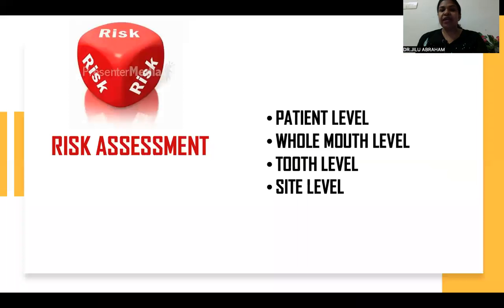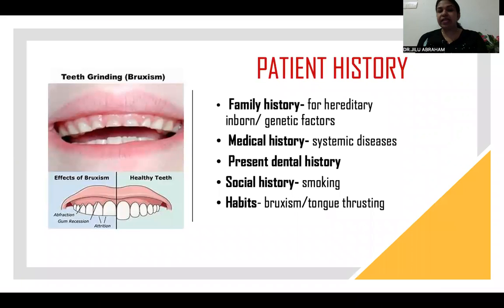Clinical assessment can be done at the patient level, whole mouth level, tooth level, site level, etc. First is patient history. Case history is very important in this aspect. In patient history, we have to identify any hereditary diseases, medical conditions, past dental history, smoking, and bruxism. Bruxism is excessive teeth grinding. It's an oral parafunctional activity unrelated to normal functioning such as eating or talking.